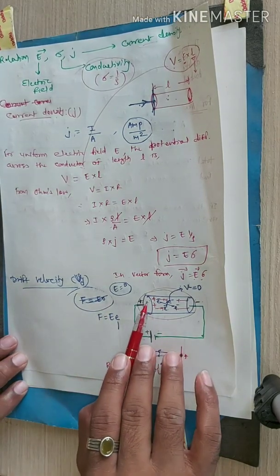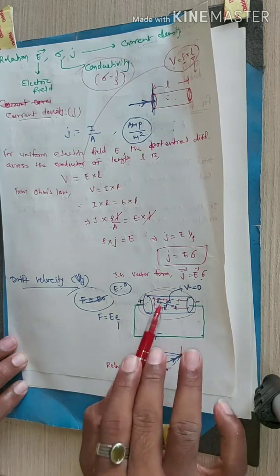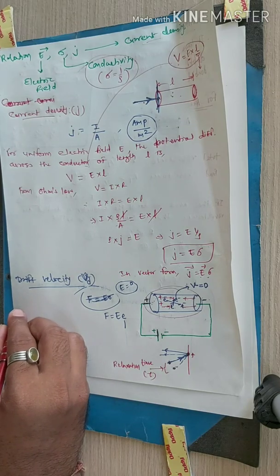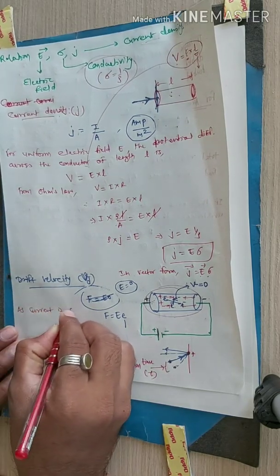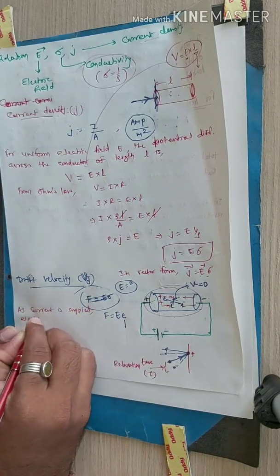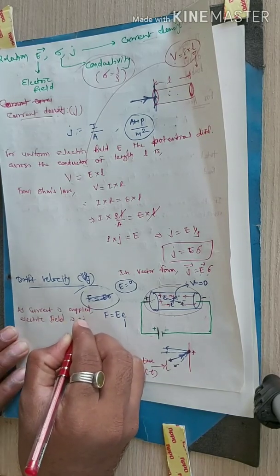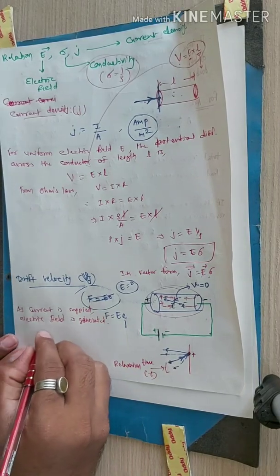So here in case of a drift velocity, as the current is supplied through the battery in case of a conductor, obviously the electric field will be produced. So as the current is supplied, an electric field is generated.